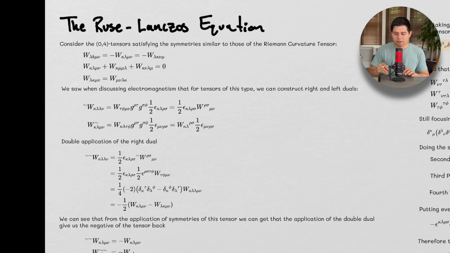So today we're going to be talking about the Ruse-Lanczos equation in GR. This is a very interesting object in GR, and it's going to help us understand something about the nature of tensors that have symmetries very similar to the Riemann Curvature Tensor, and it's going to introduce to us ideas on how we can integrate this into complex numbers as well, or make these tensors complex.